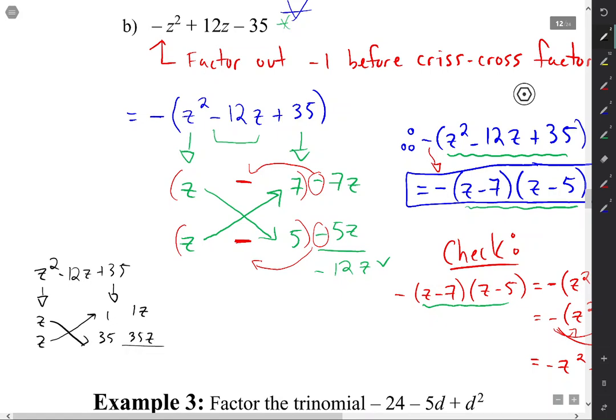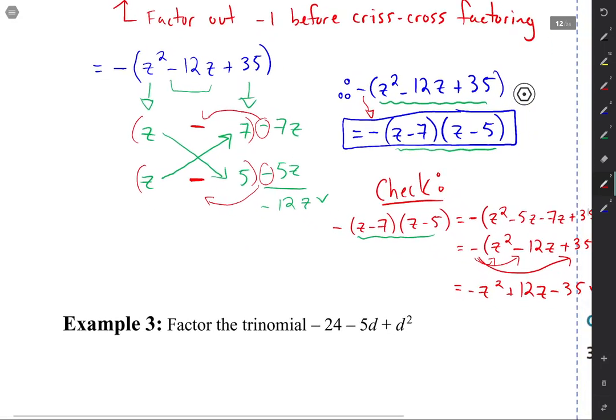Now we need to add or subtract these to get our middle term. But is there any possible way for us to add or subtract these to get negative 12? No, there isn't. We could get plus 1 plus 35, that would give us plus 36z. If they were both negatives, it would be negative 36z. If one was negative and one was positive, we'd either have negative 34z or plus 34z. So you would get to this step here and you would be like, whoa, I can't get that middle term anywhere. So that's when you know you have to go back a step and change your factors for this one here.